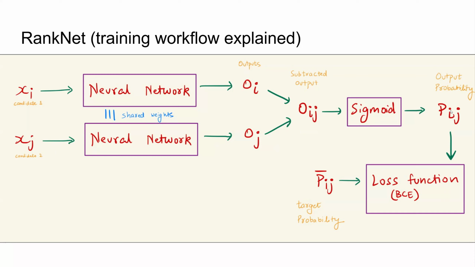The output probability is then compared with the target probability using the loss function, and then we backpropagate the loss. One good point to note here is that both of the networks actually have shared weights. So it's not like a separate pipeline. I draw them as two different boxes just to explain what is happening inside.